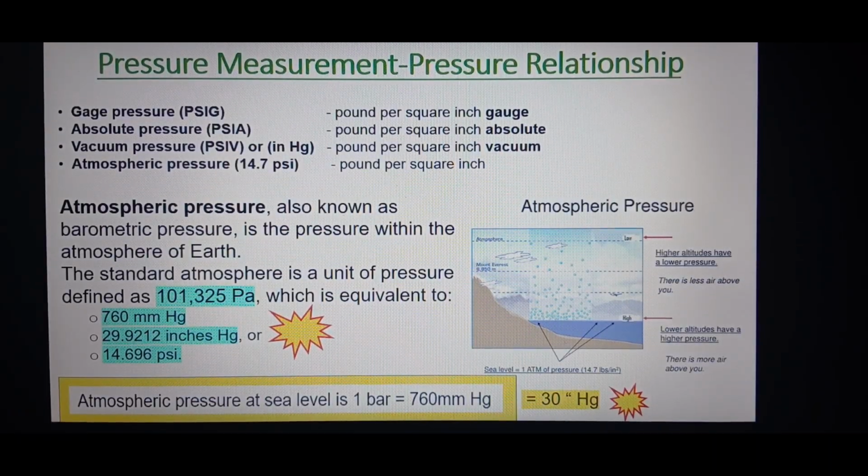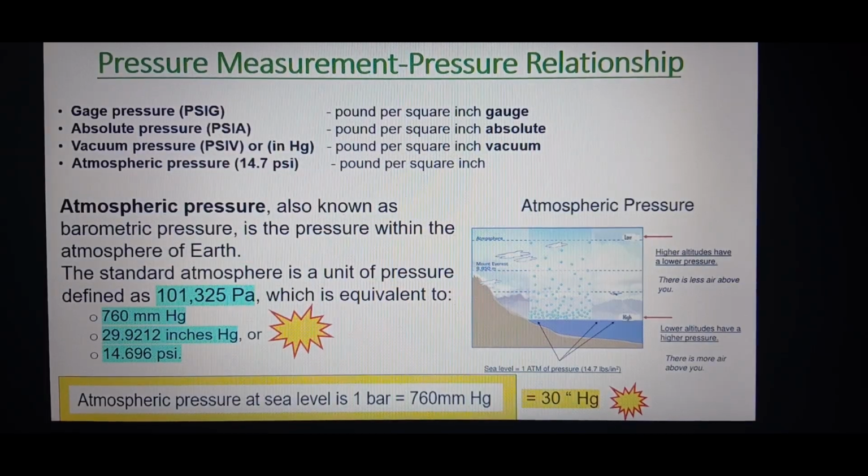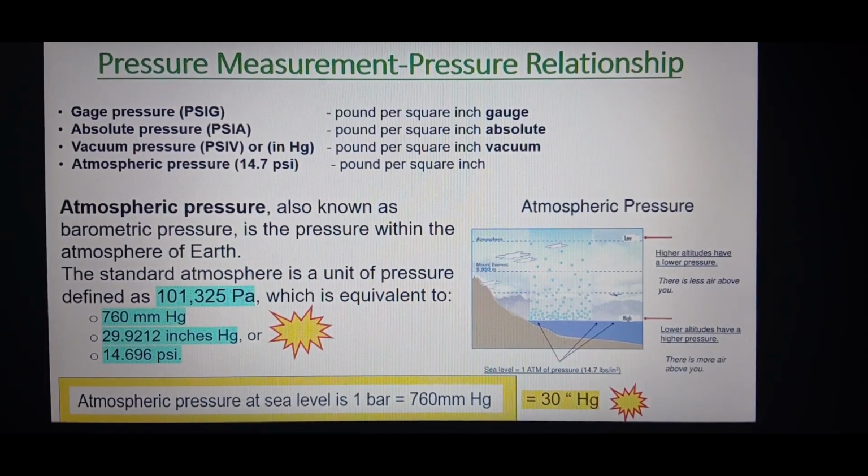Pressure measurement and pressure relationship. Gauge pressure is called PSIG. Absolute pressure is called PSIA. Vacuum pressure is PSIV, or inches mercury. Atmospheric pressure is 14.7 psi.